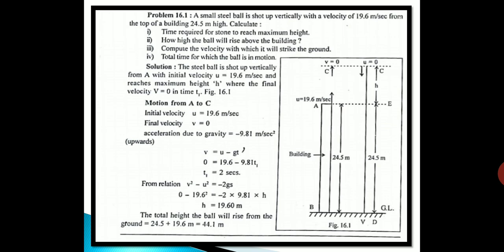So that minus sign is already taken in the formula itself. Don't put the minus sign twice, or it will become plus. Or else use the regular formula u plus gt and then substitute the g value as negative. Don't do it repeatedly. So in this equation only t1 is the unknown, which you can find easily, that is t1 is equal to 19.6 divided by 9.81, which you get as 2 seconds.